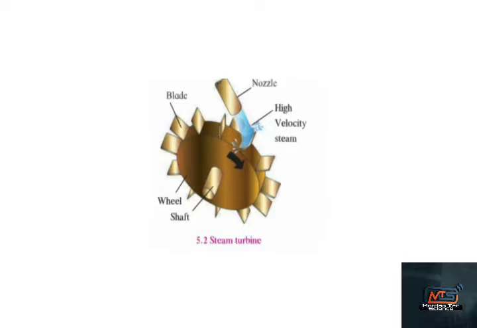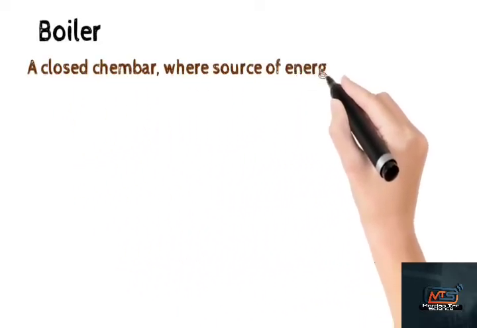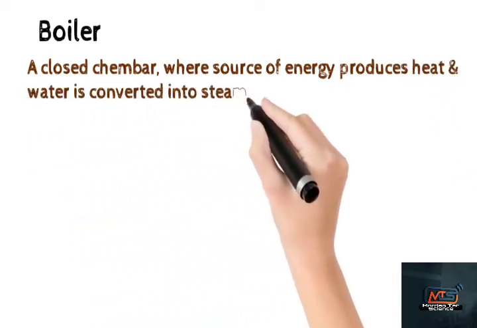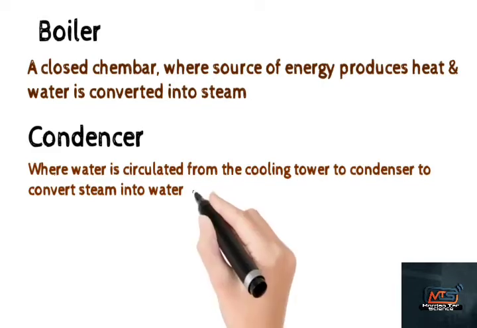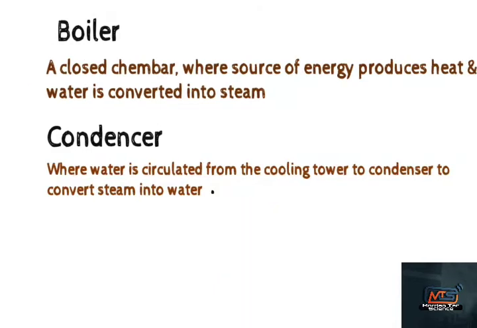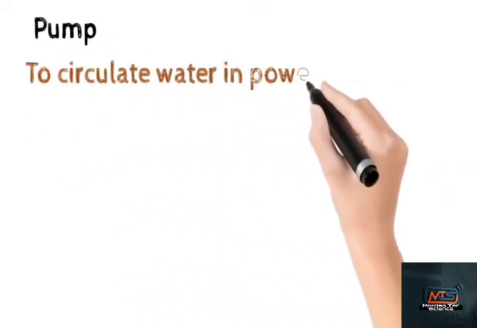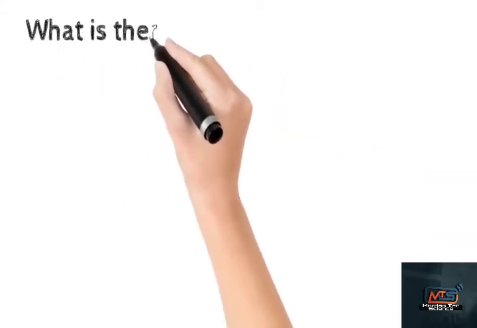The third important term we have is the boiler. It is a closed chamber where a source of energy produces heat and water is converted into steam. Then we have a condenser, where water is circulated from the cooling tower to the condenser and steam is converted into water. Then we have a pump to circulate the water in the power plant. What is a thermal or steam power plant?